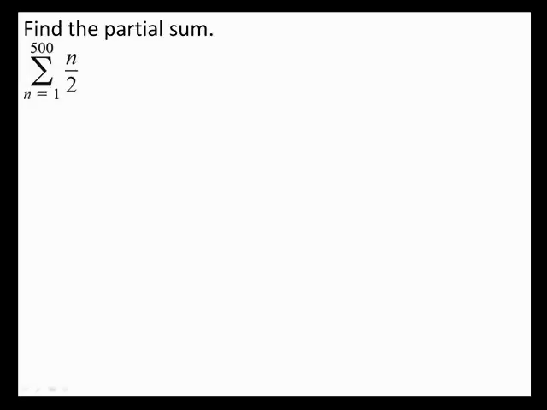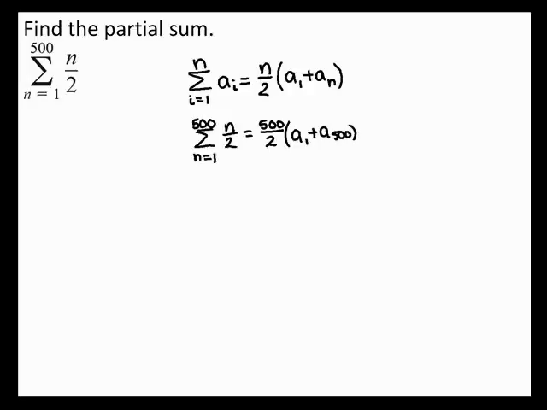Find the partial sum. The sum from n equals 1 to n equals 500 of n divided by 2. Use the nth partial sum formula. Substitute 500 in for n. Substitute 1 in for n and substitute it into a sub 1. Substitute 500 in for n and substitute it into a sub 500.